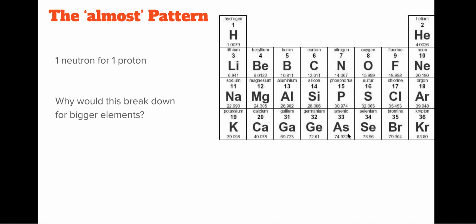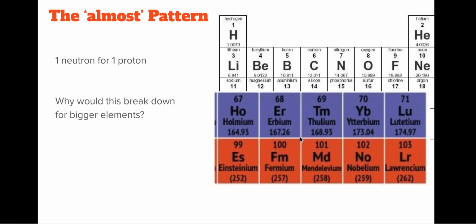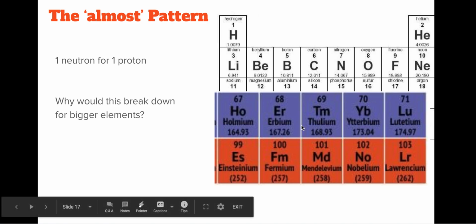As you get bigger, some of these down here, you can start to see that pattern breaks down once again. Down here at the bottom of the periodic table, from the bottom 2 rows, 101 to 258, there's about 50 more neutrons than there are protons. And why is that? In order to make it stable.